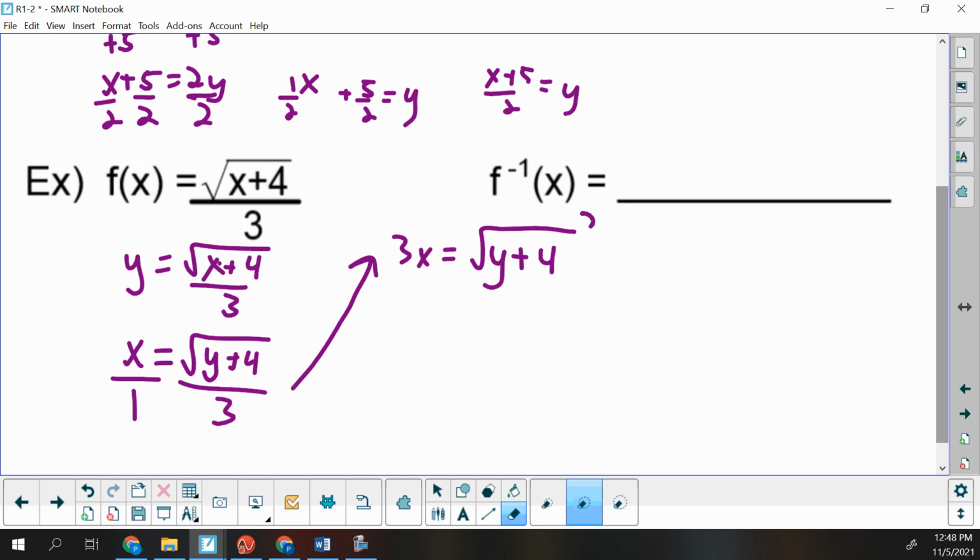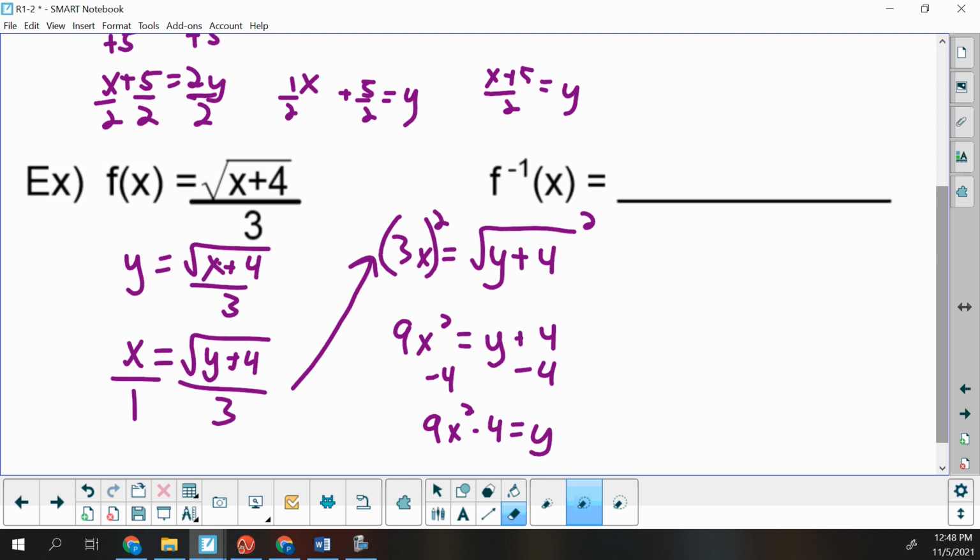We're going to square both sides. When we square the left, we got to make sure to square everything. So 3x times 3x is 9x squared. And we'll just have y plus 4 over on the right. We can subtract the 4 over, and we get 9x squared minus 4 is equal to y. So to finish it off, our notation, f inverse of x, would just equal 9x squared minus 4.